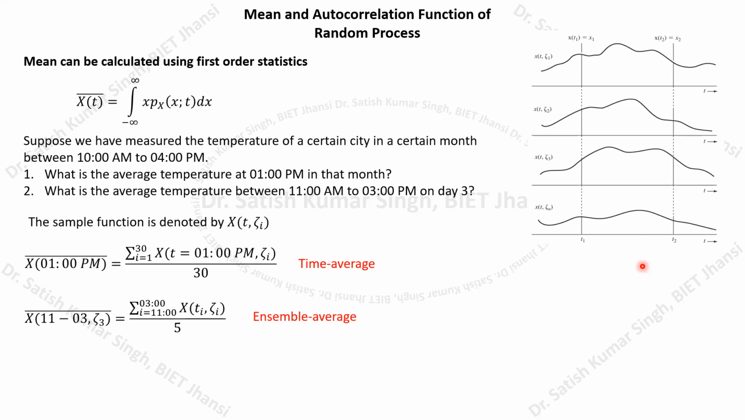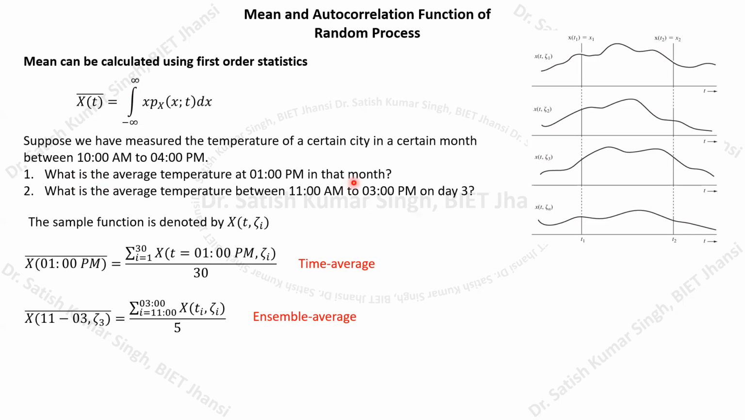If we wish, we can also have the data on a yearly basis. We can have the data for the last 10 years or 20 years, so that we can increase the number of samples, right? So let us suppose we have only the data for the past 1 year, and within that year we have done this measurement for 30 days. So I can ask you this problem: what is the average temperature at 1 p.m. in that particular month?